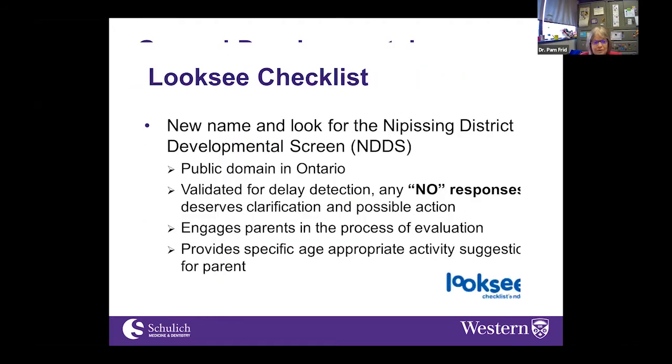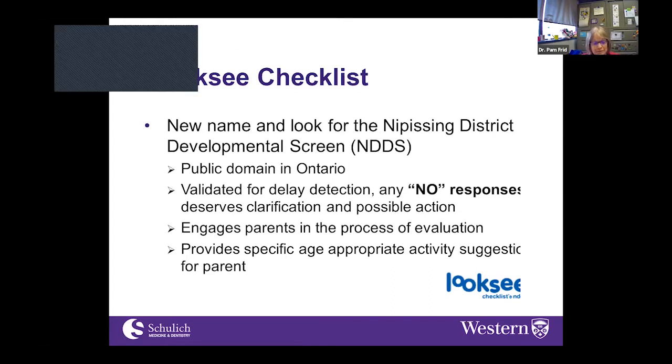And this is just a little bit of information about it. Depending on the age, there could be 12 or 18 questions. Any no response is something that you need to pay attention to. So if the parents have said no, the child isn't able to do something, it's really important that you get some clarification to find out what they actually mean by no. Because sometimes, for example, one of the questions asks about stacking blocks. Well, they say no, the child doesn't stack blocks. And you ask the question, well, why don't they? It's because they don't have any blocks in the house.